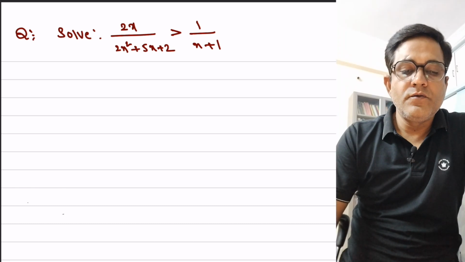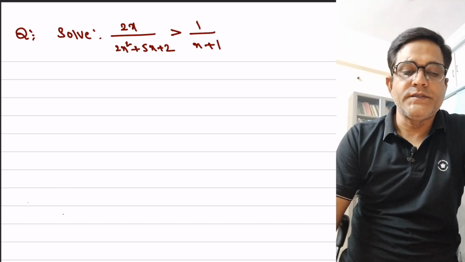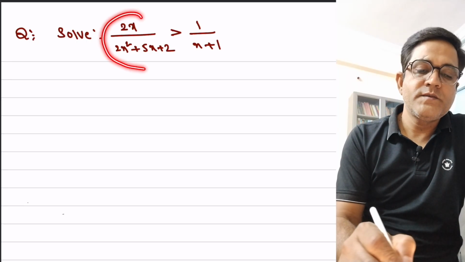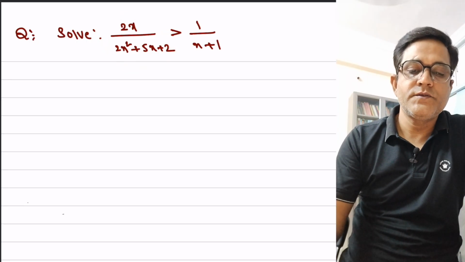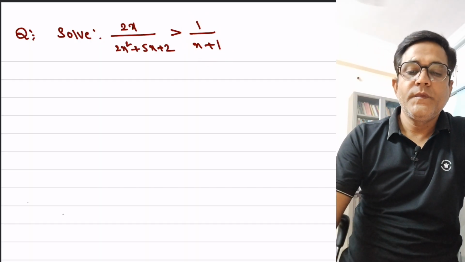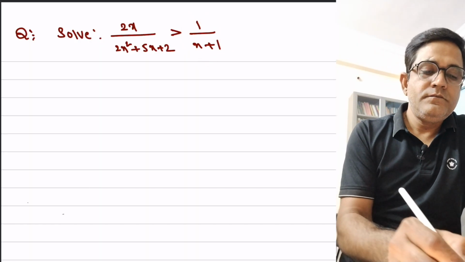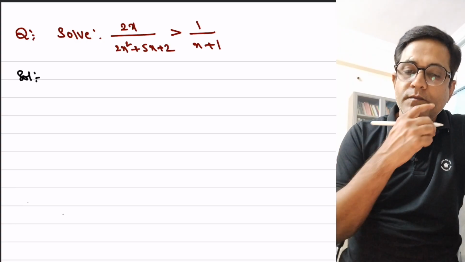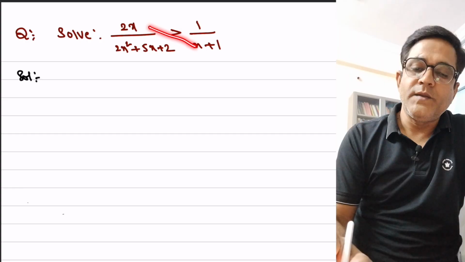Dear students, today we will solve one algebraic inequation. So, the question is: solve 2x over 2x square plus 5x plus 2 is greater than 1 over x plus 1. Solution. To solve this inequation, don't cross multiply.